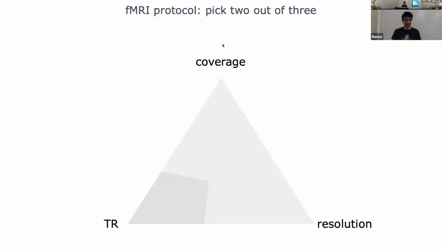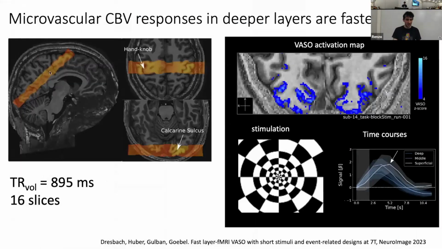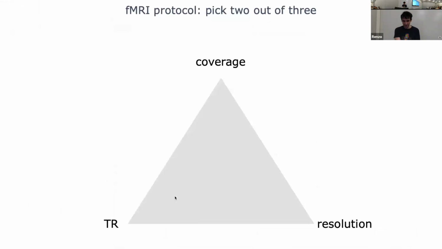If you don't care much about coverage, but more about temporal resolution, you can also cover only a tiny patch of the cortex, but then those 16 slices capture it very, very rapidly, for example, to look at these temporal differences across different cortical depths, where input is coming in and certain layers have an earlier peak time compared to others.